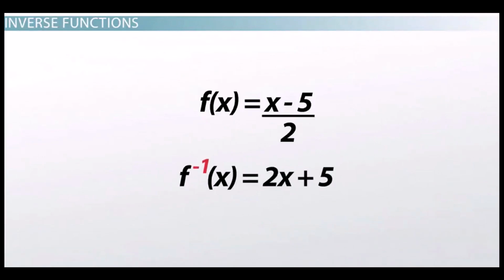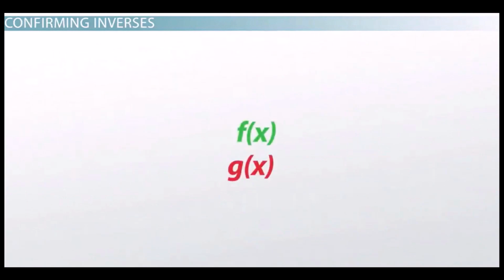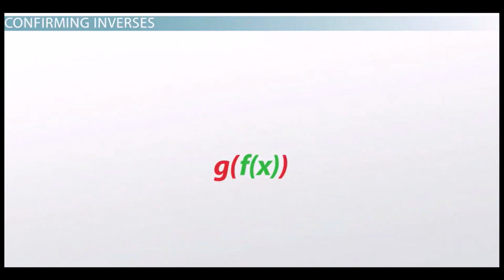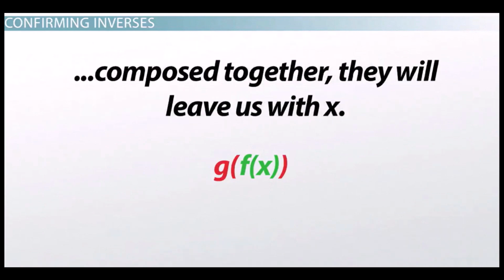Notice that we use this f to the -1 power notation to indicate an inverse function. Once we have a function and its inverse, we can check to make sure they are inverses by using function composition. If you're not familiar with this process, there is a video you can watch to learn about it, but basically it means plugging one function into another. The idea is that since inverse functions do the exact opposite things, if we compose them together, we should end up exactly where we started, just a plain x.